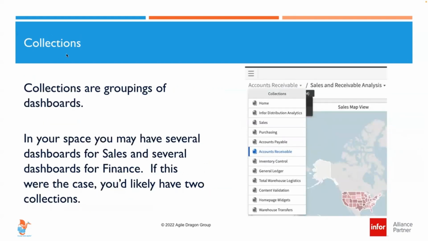And finally, collections. In Birst, collections are really just a collection of dashboards that relate to each other. In this image on the right, you can see that there is an accounts receivable dashboard, or a sales receivable analysis dashboard, that is in the accounts receivable collection. There are multiple collections for sales, purchasing, accounts payable, for example, and within those collections are dashboards that relate to that topic. So collections are simply a collection of dashboards that relate to each other.